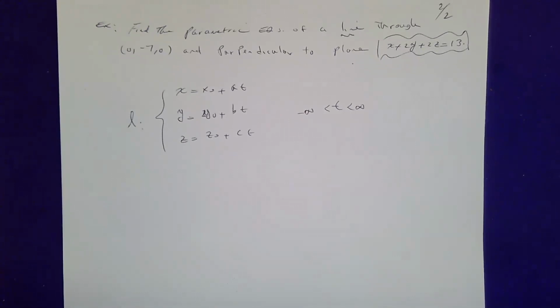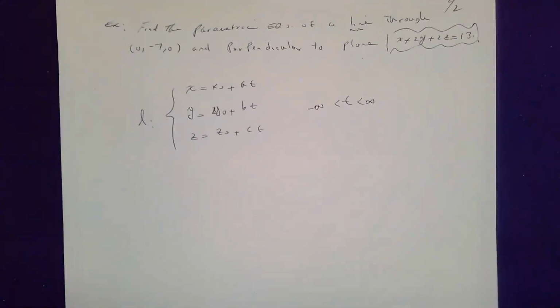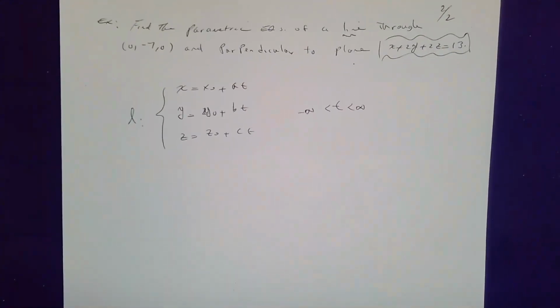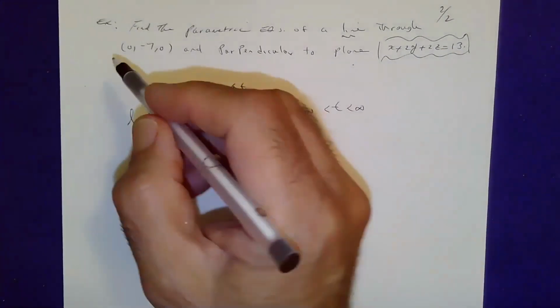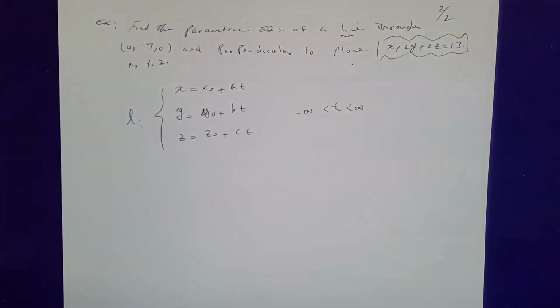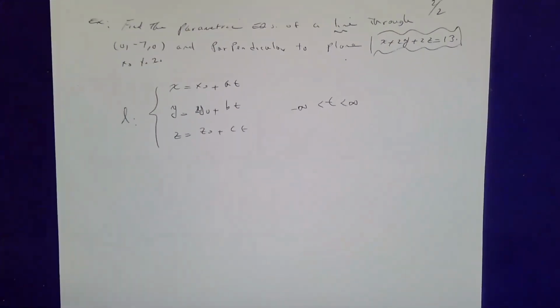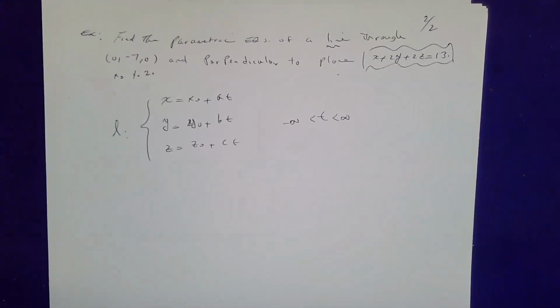Okay, so what should I do? Where do I begin? I need a point, which I do have, there it is. But I need the direction of the line, which direction the line is pointing. Where would I get that direction from, folks? Well, let's see. If the line is perpendicular to the plane, then that means the vectors have to be parallel, right?